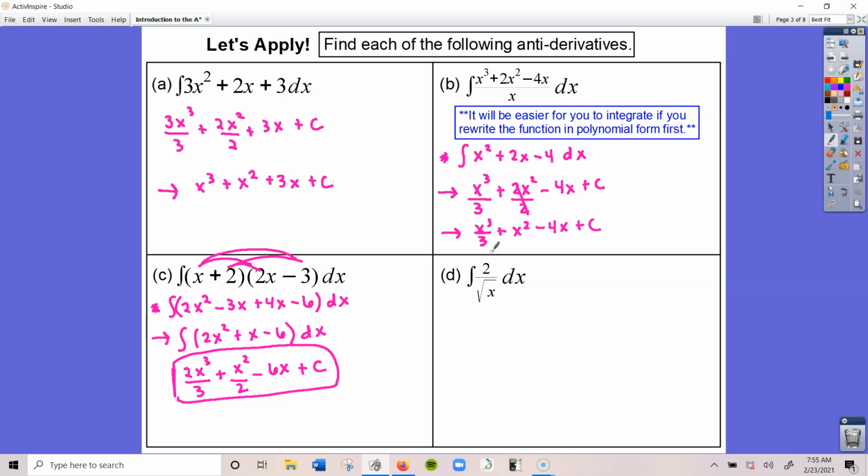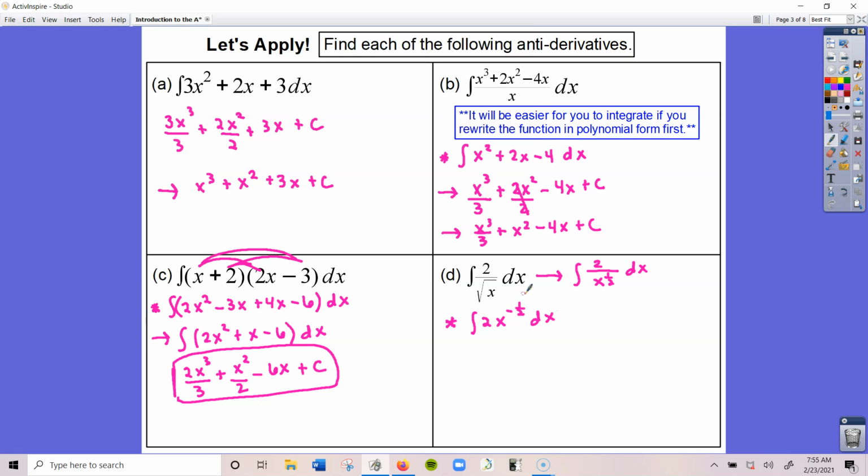Over here, we have 2 divided by the square root of x. Now, this is the same thing as saying 2 over x to the 1/2. Again, this is going to be very difficult to integrate if you leave it like this. So I'm going to move that x to the 1/2 up to the numerator. So what I'm actually going to integrate is 2x to the negative 1/2 dx.